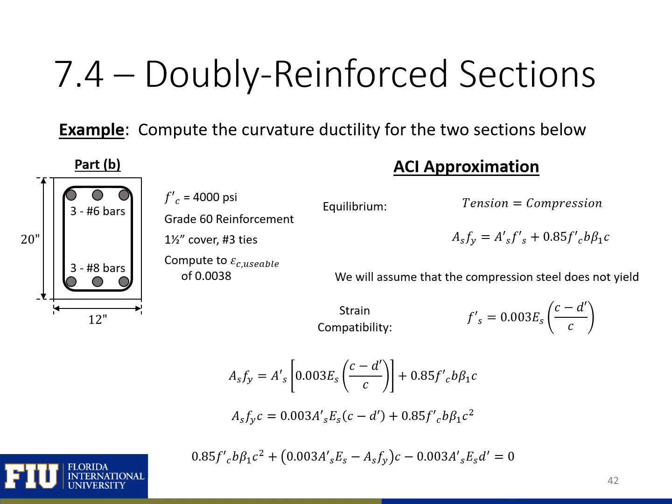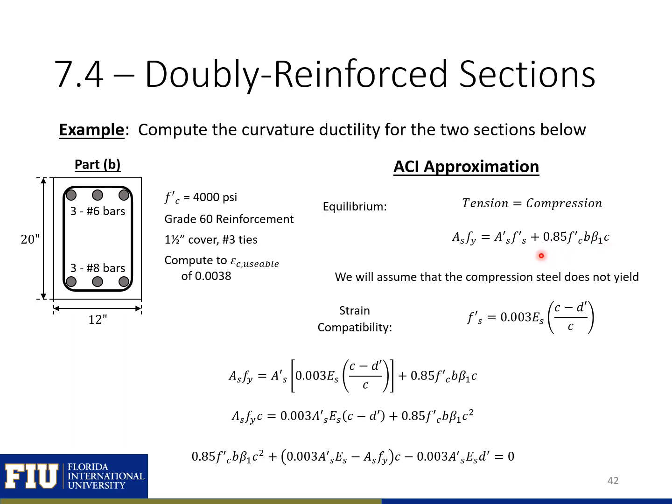We can also find our curvature ductility using ACI approximations. In this case, we start with our tension equal to compression, our equilibrium, where our only tension is our tension steel, AsFy, and we have our two compression components, our compression steel, As' times fs', and our compression block component, which is the same as a singly reinforced section.